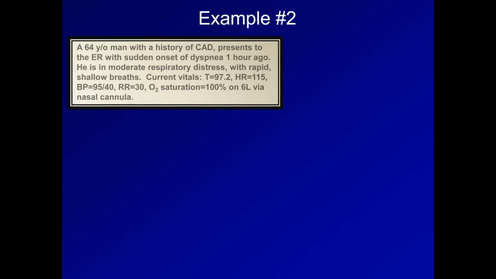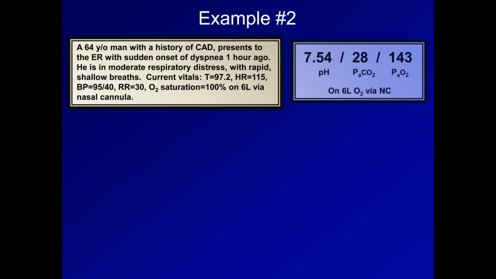Example number 2. A 64-year-old man with a history of coronary artery disease presents to the emergency room with a sudden onset of dyspnea 1 hour ago. He is in moderate respiratory distress with rapid shallow breaths. Current vitals are temperature 97.2, heart rate 115, blood pressure 95/40, respiratory rate 30, and an oxygen saturation of 100% on 6 liters via nasal cannula.